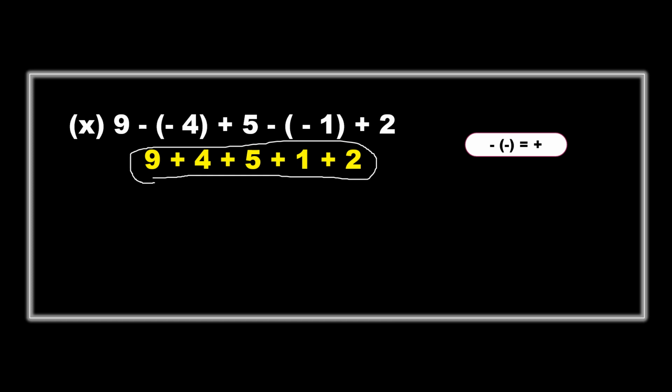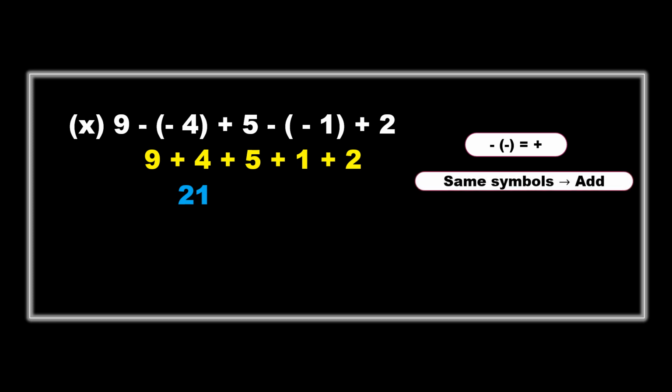All the numbers are in plus. So no need to group them, no need to separate them by symbols. So here all of them are plus, so directly we can do addition because same symbols should be added. When you add it, you will get 21 and everything has the plus symbol, so the answer will be in plus. If all the terms are in minus, you will get minus as your answer.